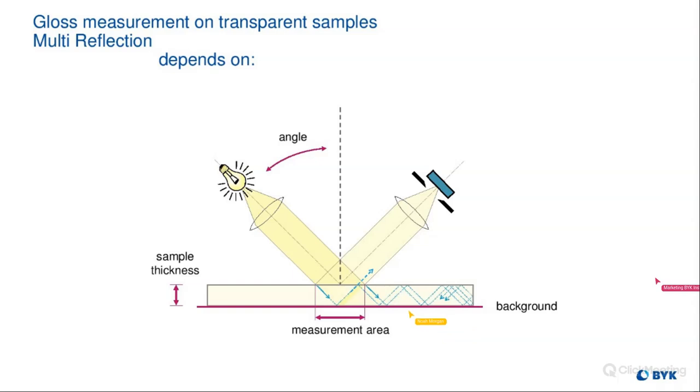background is going to play an effect, because if it's a transparent material, that light's going to also go through that transparent material and reflect back towards the sensor. So you really want to compare like samples to one another, if that makes sense. Yep.